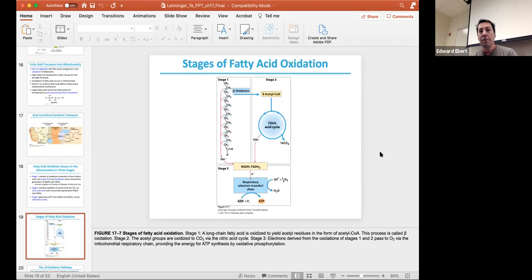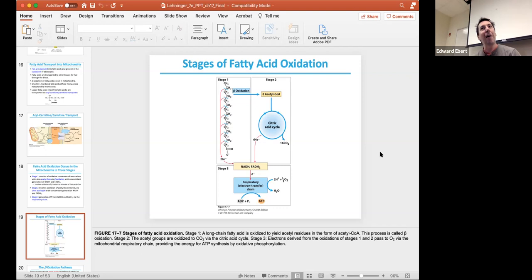The neat thing is, this is a nice repetitive sequence. We take our long fatty acid, and recall that most of our fatty acids have even-numbered carbon chains in them. So we're just going to cut off 2 carbons at a time to make our acyl group. We can make our acetyl-CoA, and that will feed directly into the TCA cycle, and that can continue on through the respiratory chain.